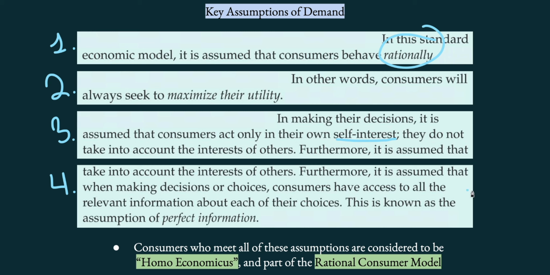So essentially, this one connects directly to the first. It's assuming that as consumers, whenever we make choices about what we're consuming or what quantity we're demanding, we have access to all the knowledge, all the points, and all the decisions made by producers before we consume something. Now, consumers who meet all these assumptions, which realistically speaking is like never, are considered to be Homo economicus and part of the rational consumer model.